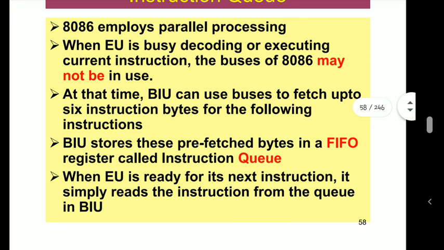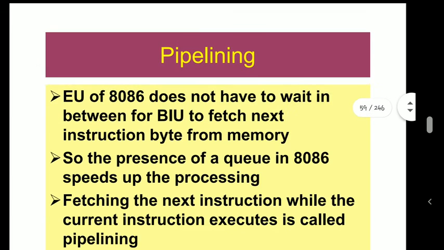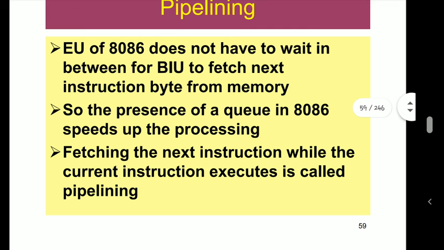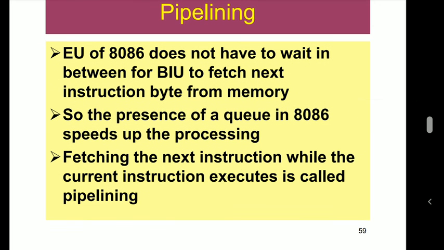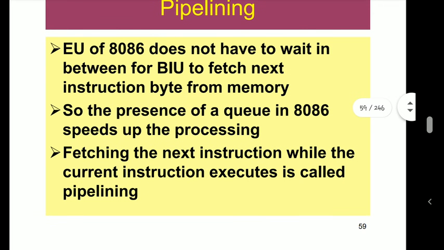This is pipelining. The execution unit of 8086 does not have to wait for the bus interface unit to fetch instruction bytes from memory. The presence of the queue in 8086 speeds up processing. Fetching instructions while the current instruction executes is called pipelining.